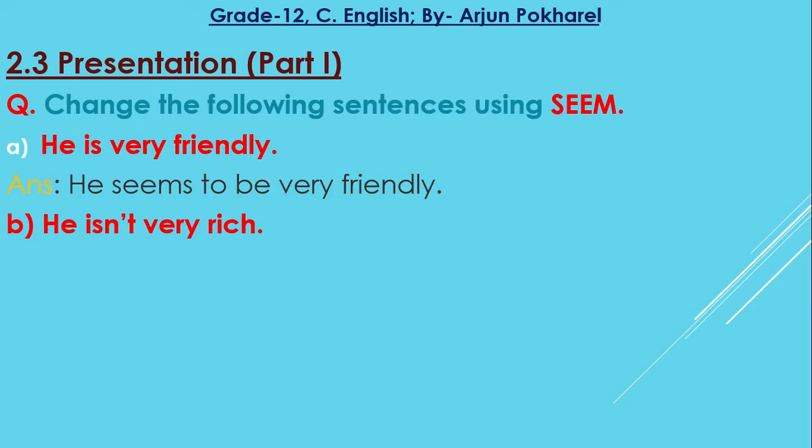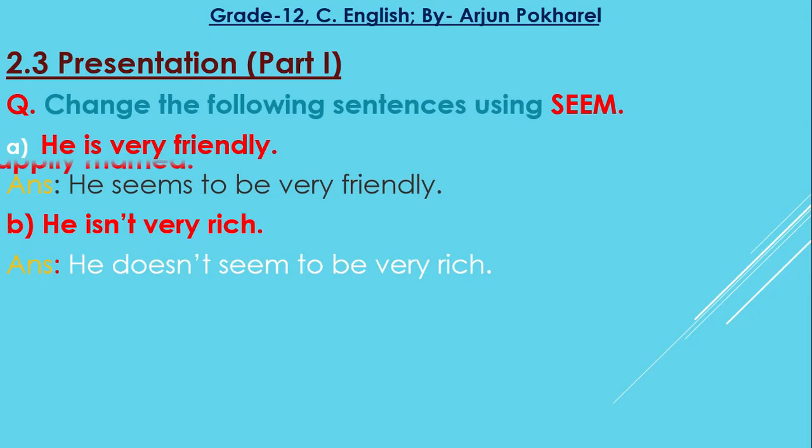In the same way, number b, he is not very rich. Here the answer is, he doesn't seem to be very rich. Why is that? It is because the question is negative here. That's why you have to use a negative structure here. He doesn't seem to be very rich. In this way you do.